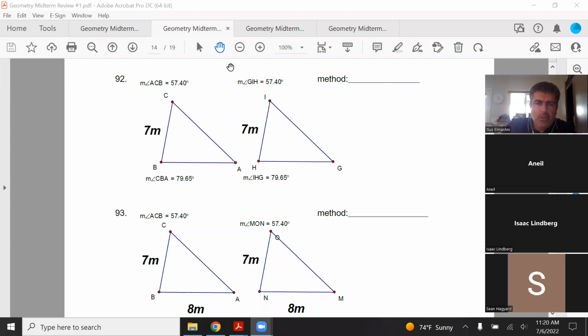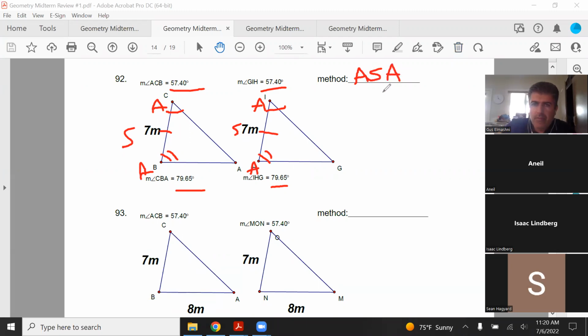Okay, so you know that these angles are the same because both are 57.4. So that's an A. Then you have these sides, so that's an S. And they have these angles. So that's ASA. That's yes, they are congruent.